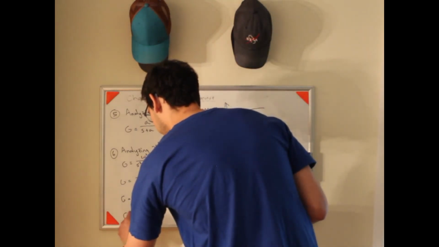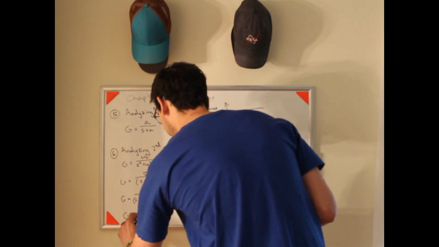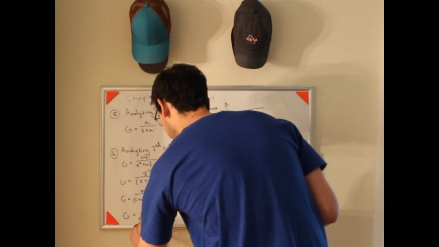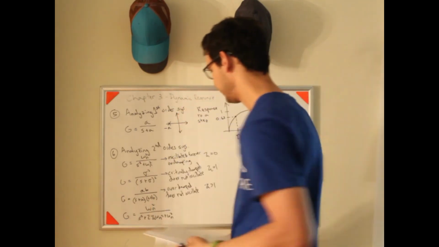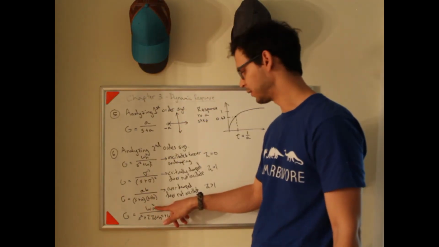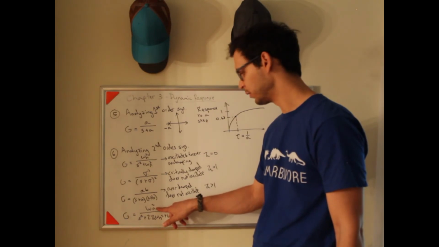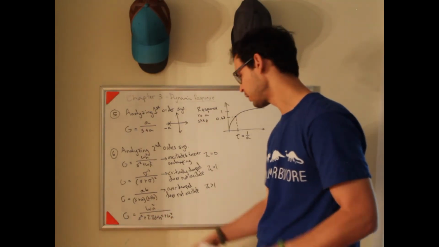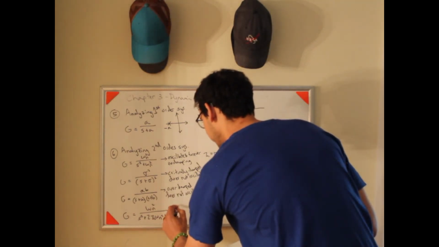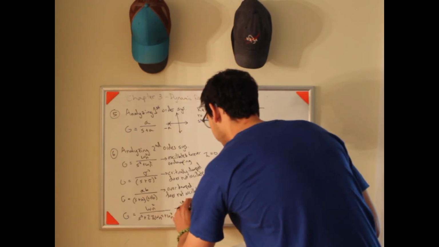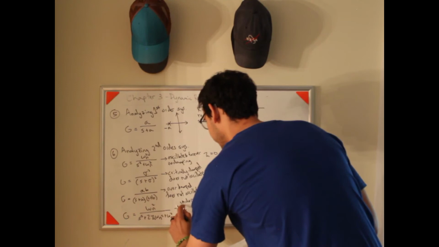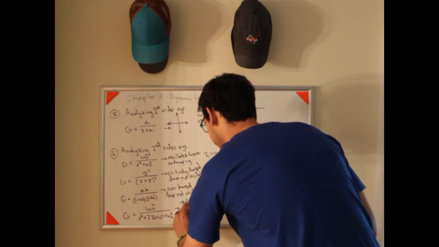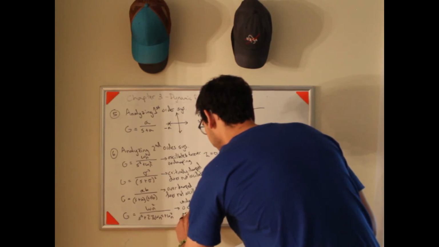And then the last one, which is what really matters, is omega n squared over s squared plus 2 zeta omega n s plus omega n squared. And so you have the natural frequency omega n, and zeta is the damping ratio. And in this case, it's underdamped, and zeta is between 1 and 0, and it oscillates.